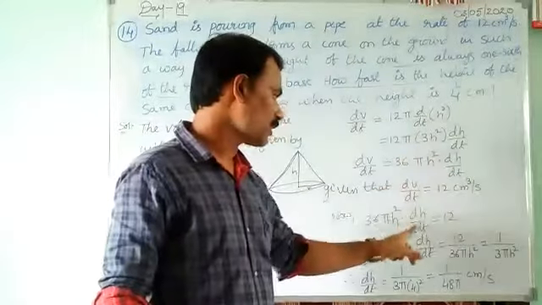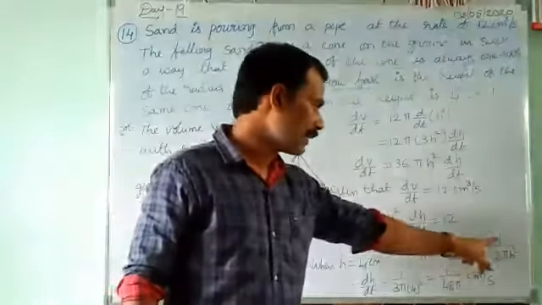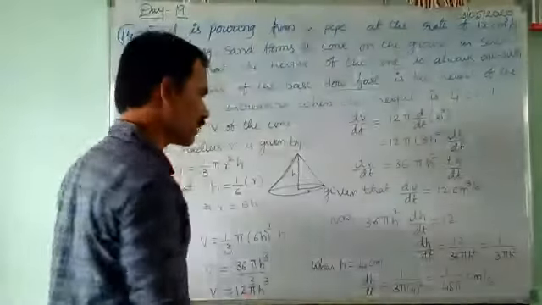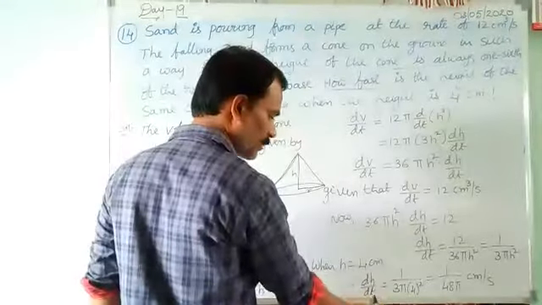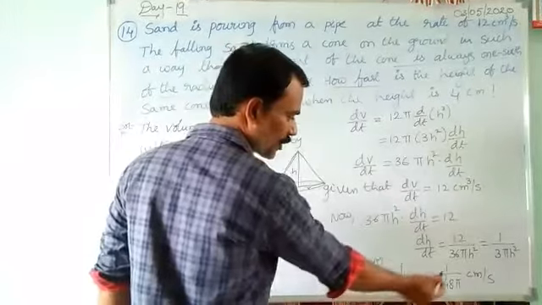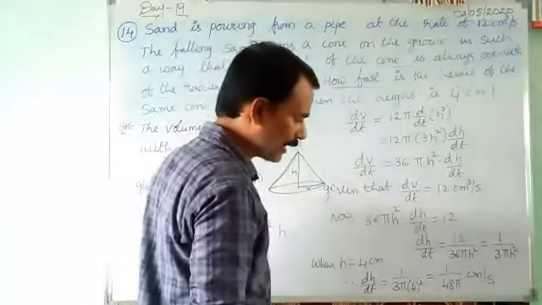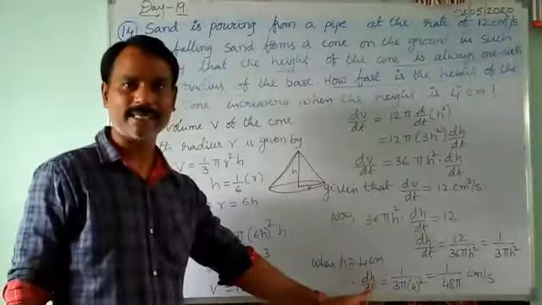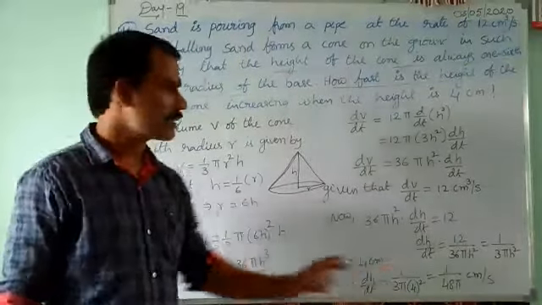This term is equal to 12. By calculating, we get 1 by 3 pi h square, and h is equal to 4 centimeter, as he mentioned. So dh by dt is equal to 1 by 3 pi into 4 square, that is 1 by 48 pi centimeter per second, because h means height, and height means length, so centimeter per second.